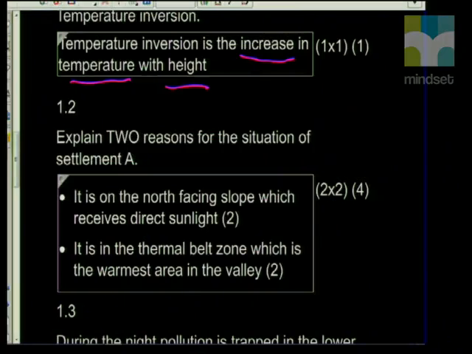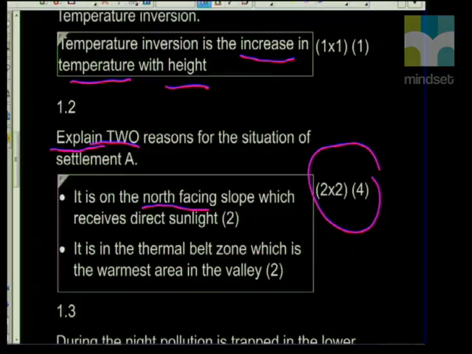It spoke about 2 reasons. Let's get my pen again. 2 reasons, and it says explain. When we start with explain, remember the difference in the mark allocation. For each explanation, it's 2 marks. So let's look at it. It is on the north-facing slope, which receives direct sunlight. It's warmer. People like to settle on the warmer slopes, especially if it's farming and things like that. Crops grow better.